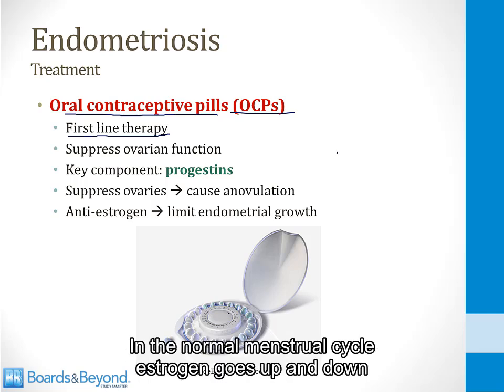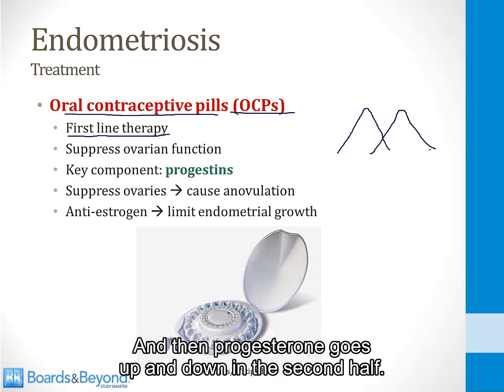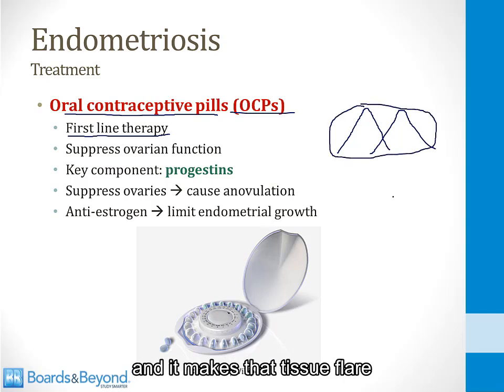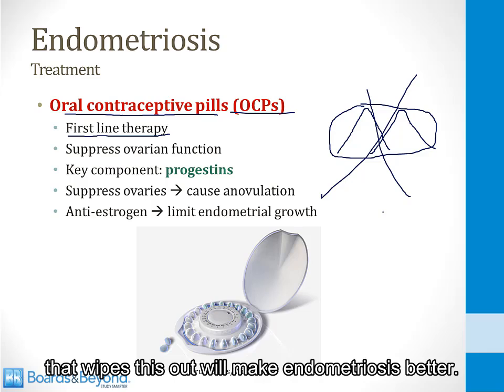In the normal menstrual cycle, estrogen goes up and down in the first half of the menstrual cycle, and then progesterone goes up and down in the second half. Ectopic endometrial tissue hates this, and it makes that tissue flare and cause lots and lots of symptoms. So anything you can administer medically that wipes this out will make endometriosis better.